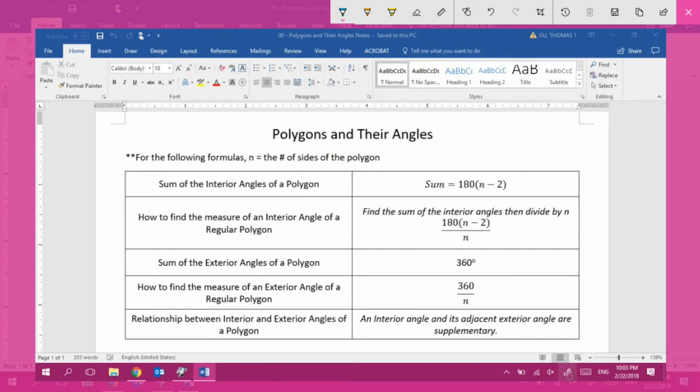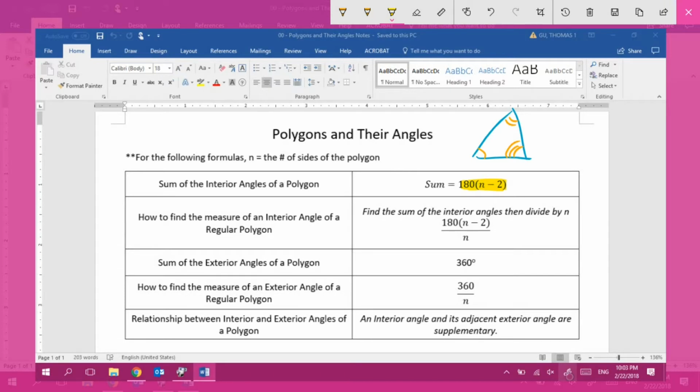First we're going to find the sum of the interior angles of a polygon. Interior angles of a polygon are the angles on the inside of the polygon. For example, look at the triangle right here. The interior angles are the angles on the inside, so that would be this one right here, and this angle over here. The sum of the interior angles of a polygon equals 180 times n minus 2. Remember, n is the number of sides of the polygon.